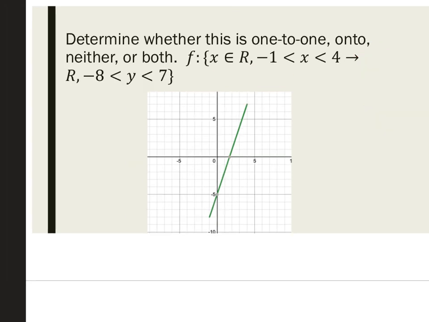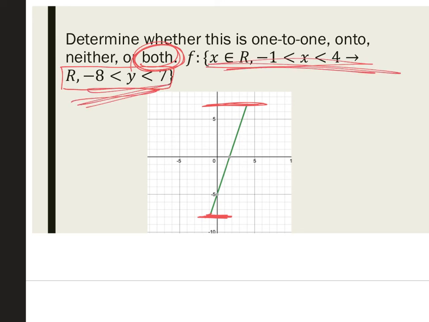Now take a look at this one. Again, same picture, same domain. But look what it's mapping onto. Now we're mapping onto y values between -8 and +7. Now it's 1 to 1 and onto. Again, the notation that's up there is going to make a huge difference. This one is both, 1 to 1 and onto, but you have to really pay attention to what it's telling you here.